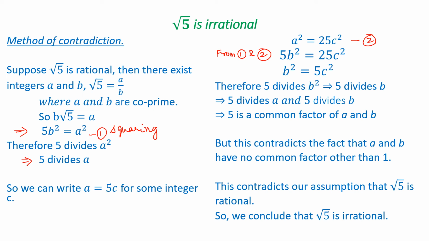Therefore, again I am saying that 5 divides b square. 5 is a factor of b square, which implies that 5 divides b. But here I said 5 divides a, and here I am saying 5 divides b, implies 5 is a common factor of a and b. But this contradicts the fact that a and b have no common factor other than 1, because I said a and b are co-prime, which contradicts our assumption, and therefore we conclude that root 5 is irrational.